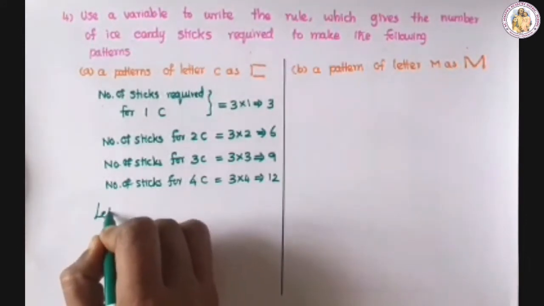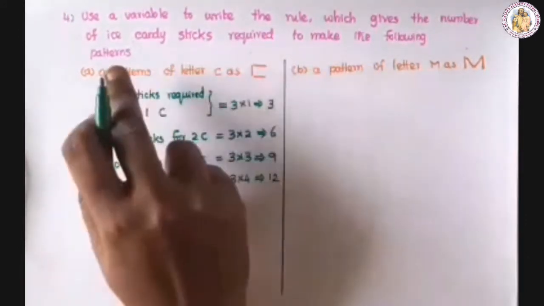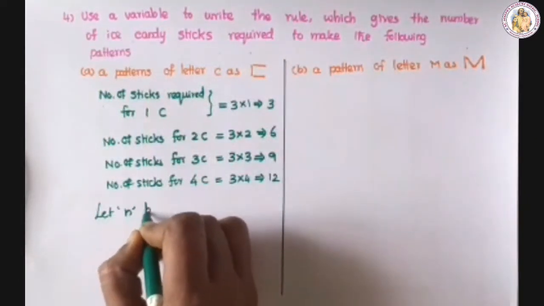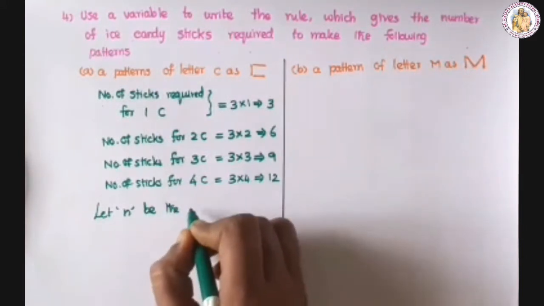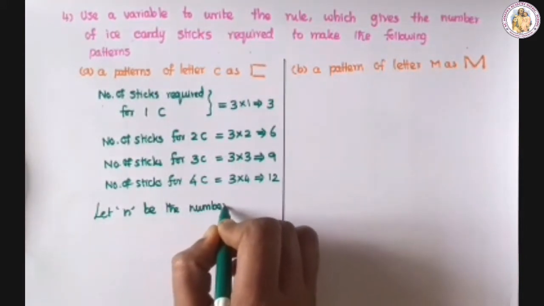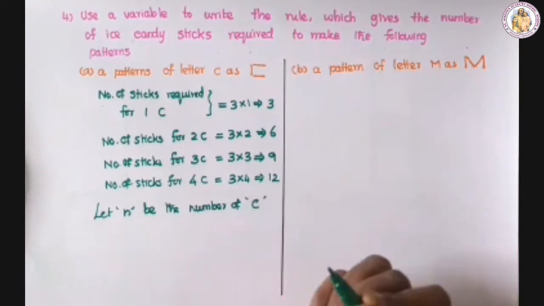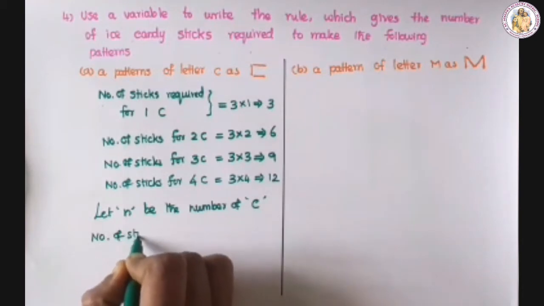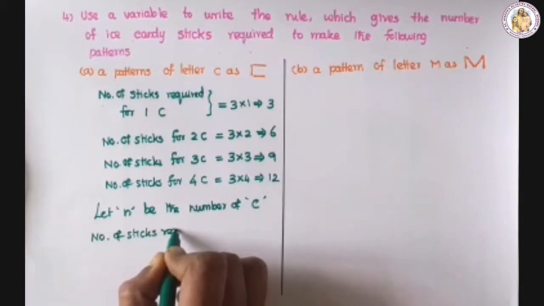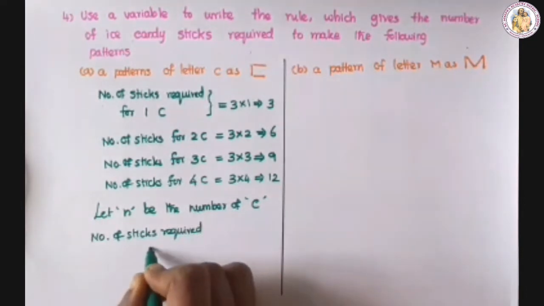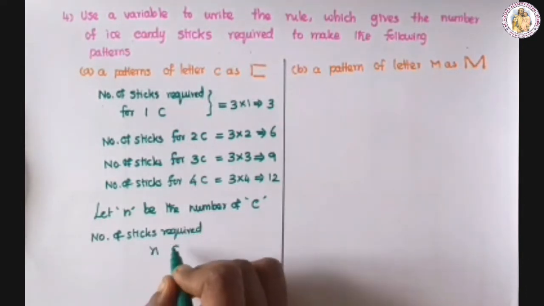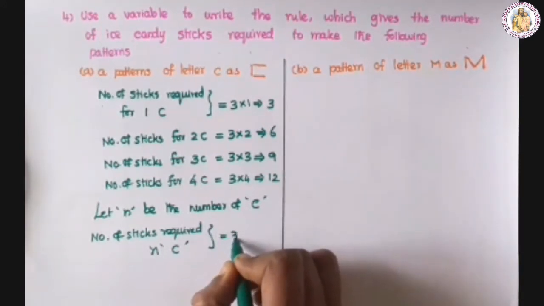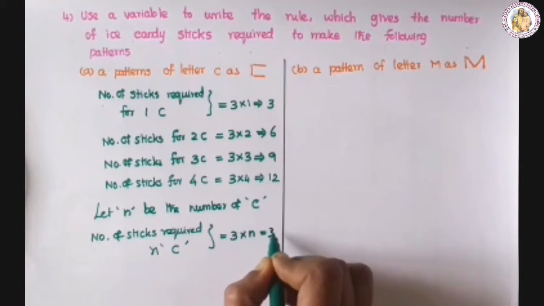Now, we want to make the following patterns. Use a variable. So, let n be the number of letters C. So, number of sticks required for nC, n number of C, that is equal to 3 into n equal to 3n.